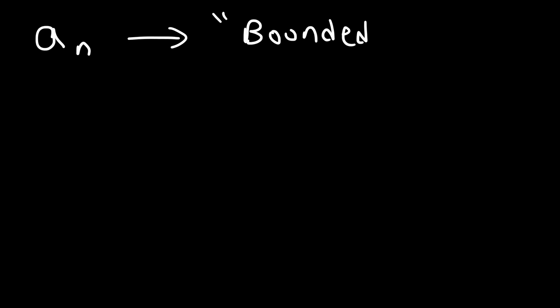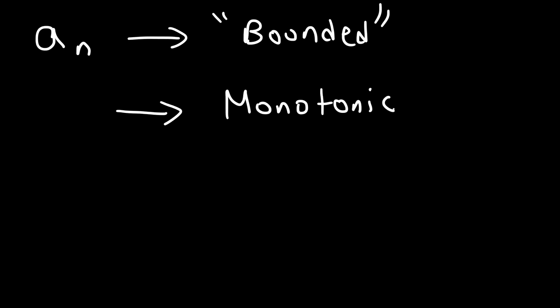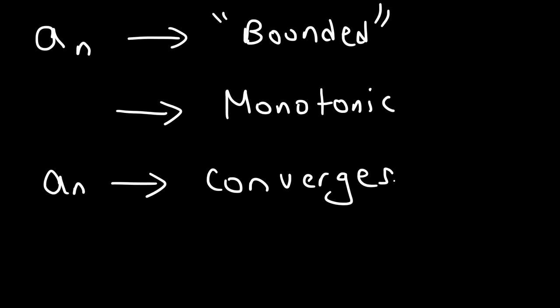Now this leads to an important conclusion. That is, if the sequence a sub n is bounded, where it's bounded above and bounded below, and it's monotonic, it can be always increasing or always decreasing, then the sequence converges. So if it's bounded and monotonic, the sequence converges.